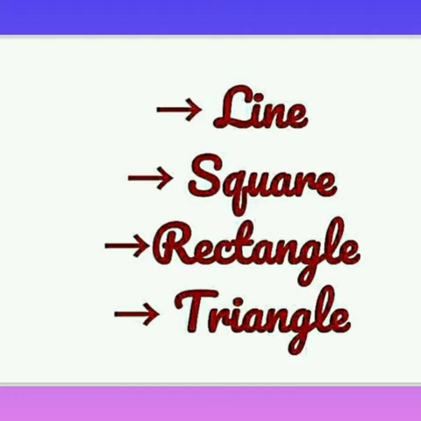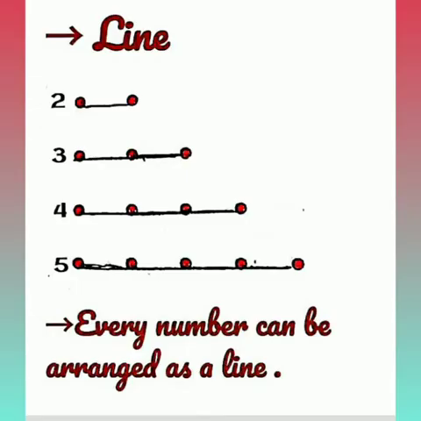Now starting with a line. Natural numbers start with 1, as you all know. Now 1 is a special number. If we put one dot, it is not possible to arrange one dot as a line or any other shape. So we will start with 2. If we put 2 dots, we can join the dots. We will get a line. So 2 can be arranged as a line. In the same way, we can arrange 3, 4, 5 and so on as a line. So remember, all the natural numbers can be arranged as a line.